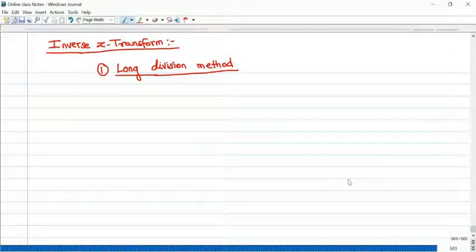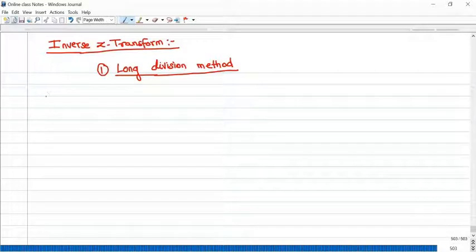And inverse Z transform. First method, long division method. Second one is partial fraction method. Third one is residue method. So we'll start with the long division method.